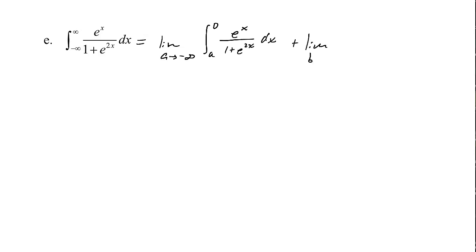First, do check for any discontinuities. I don't have any because e to the 2x is never going to be negative 1. So I'm going to turn this into negative infinity. Let's go ahead and write our limits too. Limit as a approaches negative infinity from a to 0, e to the x over 1 plus e to 2x, plus the limit as b approaches infinity from 0 to b of the same inside. I'm going to copy it.